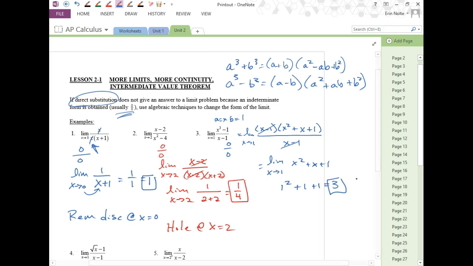FYI, where would the hole be? At 1, right? So there is a hole at x equals 1.